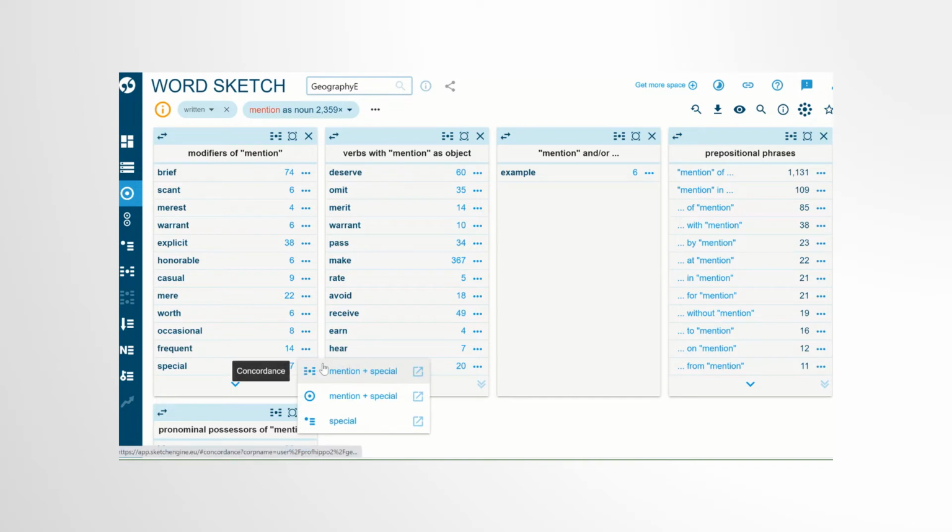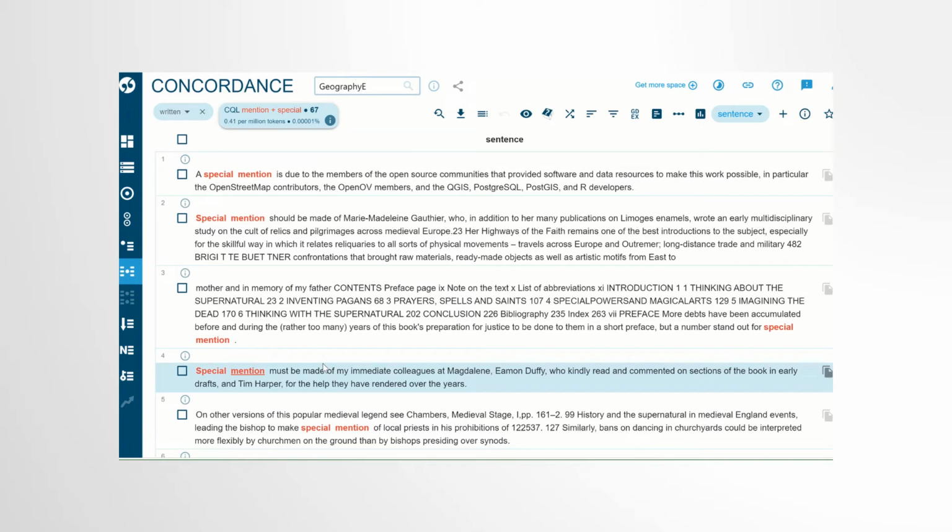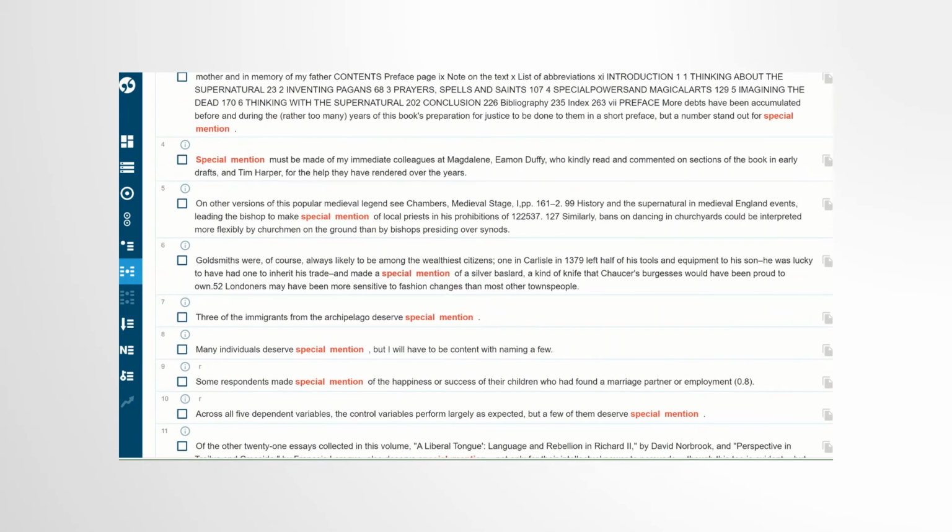Let's take a look at special. And yes, here we do find some examples. Special mention should be made of Marie-Madeleine Gauthier. Special mention must be made of. So this is a use where mention is usually combined with a modal verb expressing a necessity and the passive form of make.